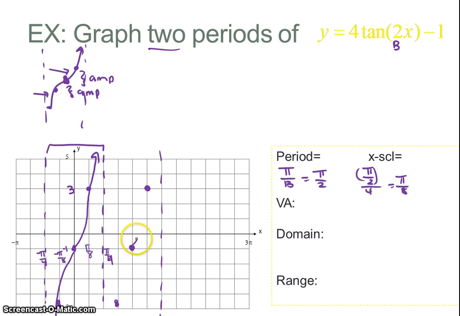And we're always going to have this sort of symmetry on my graph. And remember, our graphs are approaching the asymptote, but don't touch or cross the asymptote. And I'm going to fill in the remainder of my key points. And I'm counting in pi over 8s because that was my scale. So 1 pi over 8, 2 pi over 8, 3 pi over 8.